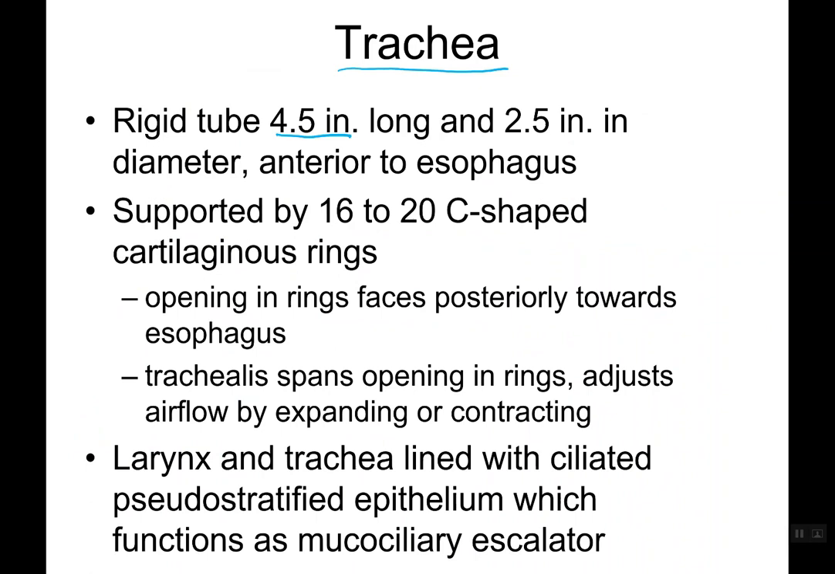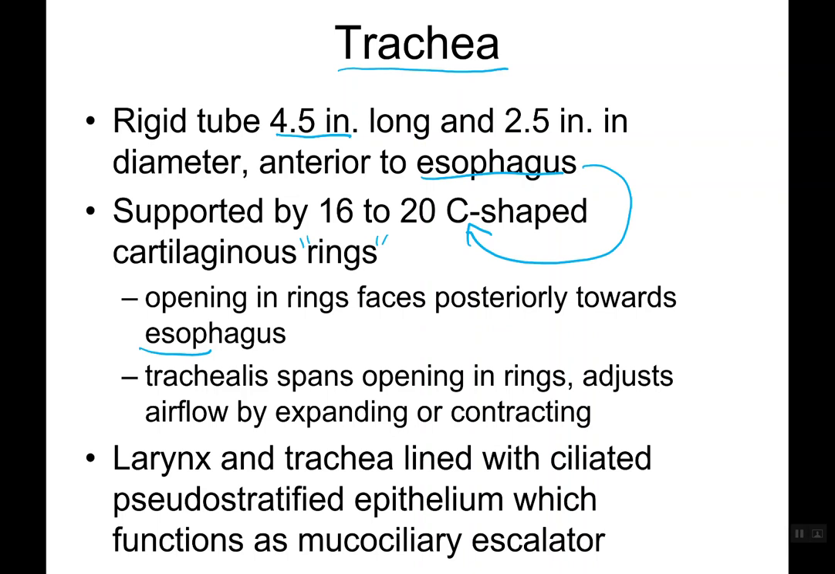And it's about 2.5 inches in diameter or so. It's in front of the esophagus, and this is significant because this is the reason for the C shape of the cartilage rings. We call them rings, but that really should be in quotation marks because they're not full rings. They don't go all the way around. They are shaped like a C. And the opening in the rings faces posteriorly towards the esophagus so that when you swallow a bolus of food, it's able to pass by your trachea without pain.